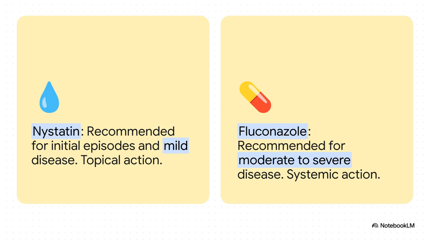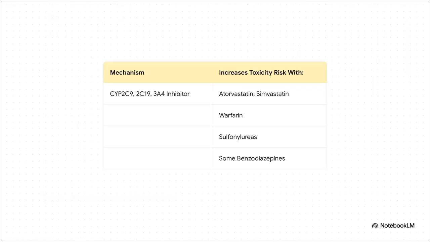But if it's moderate to severe, or if it keeps coming back, that's when you have to go systemic with something like fluconazole. And this right here is where our expertise as pharmacists is absolutely critical. Fluconazole's drug interaction profile is significant. We're not just talking about a theoretical flag on the computer screen, this is real-world risk. We're talking about increasing warfarin levels to a point where a bleed is a real danger, or boosting statin levels and risking myopathy. It is on us to catch and manage this stuff.